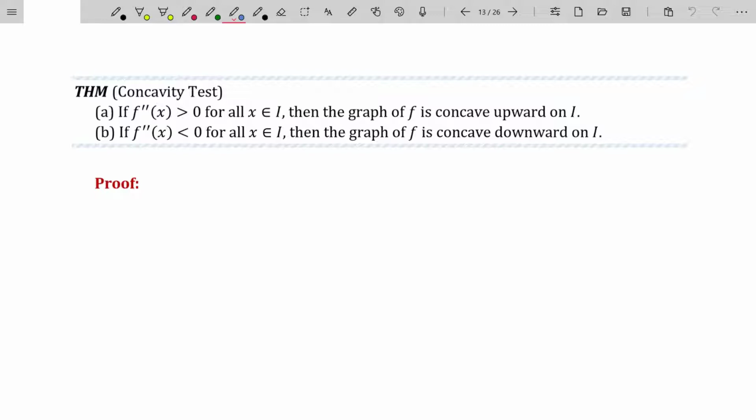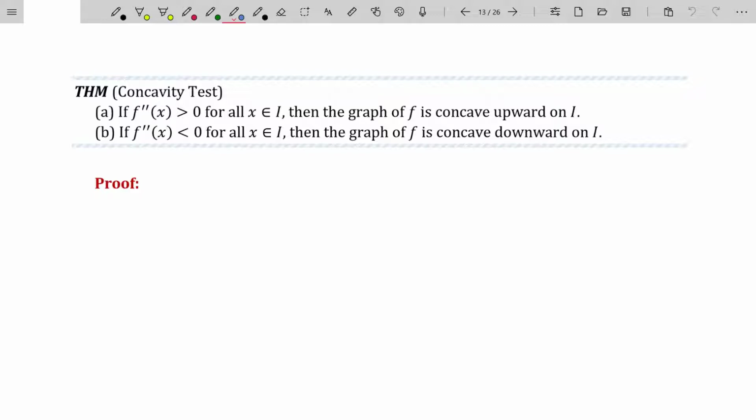And so the concavity test tells us that if our second derivative is positive on an interval, then the graph will be concave upward on that interval. If the second derivative is negative, then the graph is concave downward on that interval, which is super nice because if you think about it, downward we often associate with negativity, upward we associate with positivity. So the second derivative being positive implies f is concave upward.